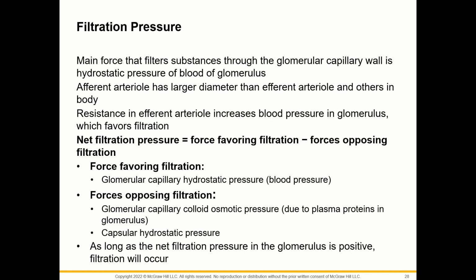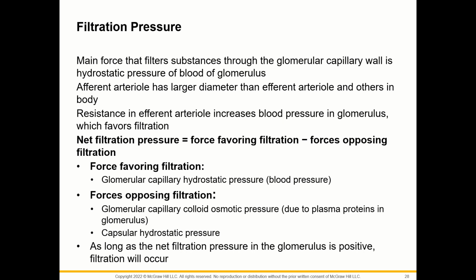Filtration pressure is the main force that filters substances through the glomerular capillary wall, and it is the hydrostatic pressure of the blood in the glomerulus. The afferent arteriole has a larger diameter than the efferent arteriole and others in the body. Resistance in the efferent arteriole increases blood pressure in the glomerulus, which favors filtration.